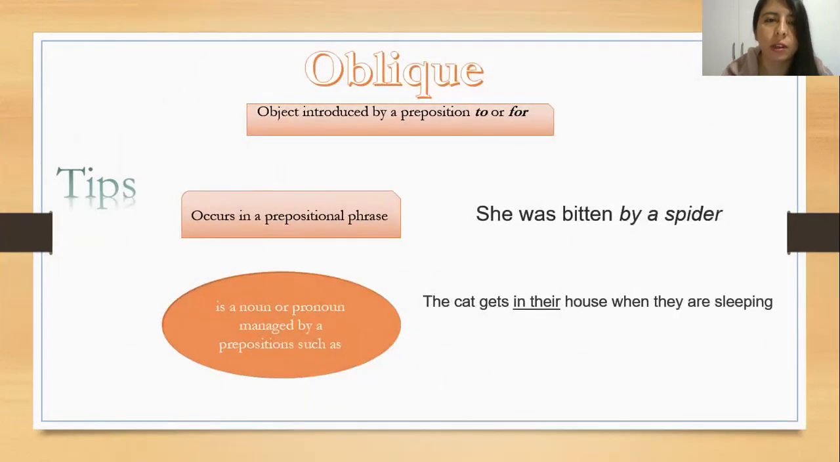And finally, we have the oblique object. The oblique object is an object introduced by a preposition, to, for, or another. Some tips: an oblique object occurs in a prepositional phrase. In this example, she was bitten by a spider. An oblique object is a noun or a pronoun governed by a preposition, such as in this example: the cat gets in their house when they are sleeping. So in their house is the oblique object.